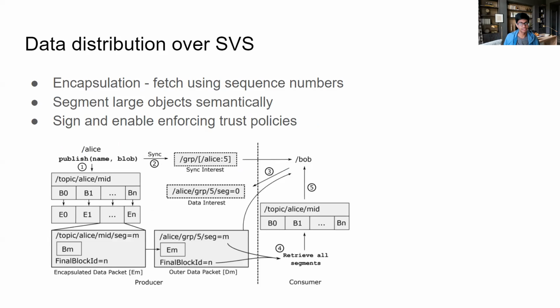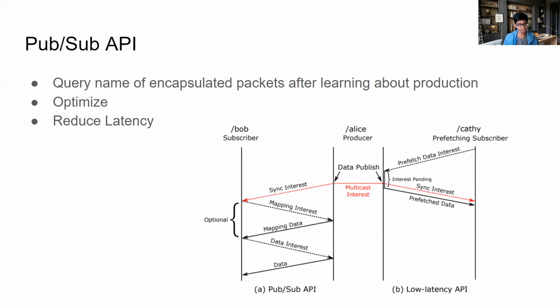To do this, first we need to distribute data using arbitrary names over SVS. To achieve this, we encapsulate the application data inside a data packet named using the sync sequence number. We also segment large objects semantically using NDN conventions and sign all packets, both the encapsulated and outer data packets. With this, consumers can now learn about and fetch arbitrarily named application data using SVS, and also enforce trust policies for both the transport and the application data.